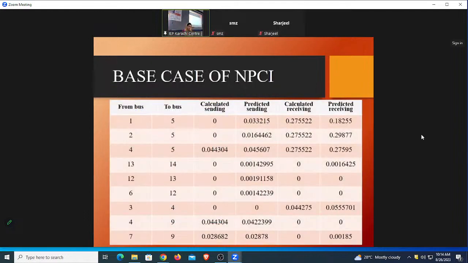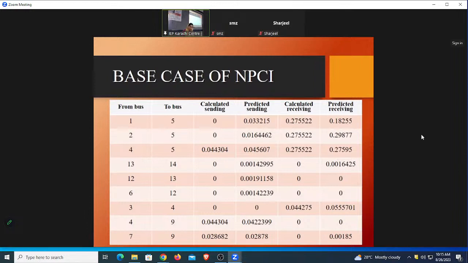Here are the results after the testing of the neural network. As you can see here, in the base case of NPCI, the values of NPCI are closer to 0, which indicates that the buses of the system are stable since it is a base case and we haven't done any contingency. So in this case, NPCI values will be stable and closer to 0.